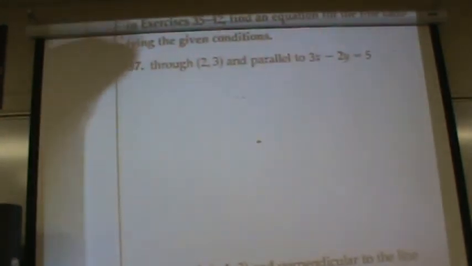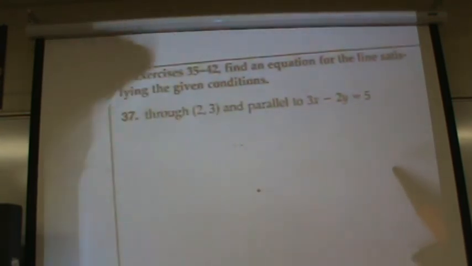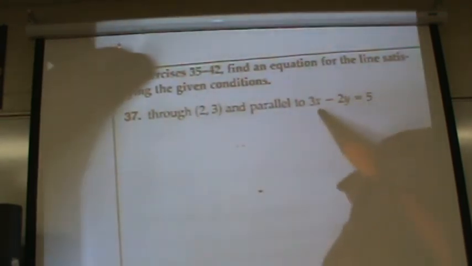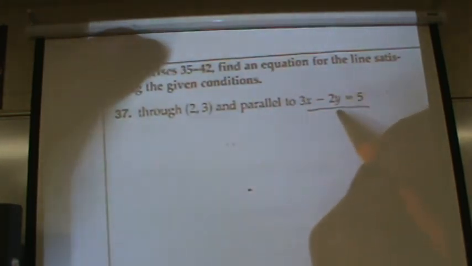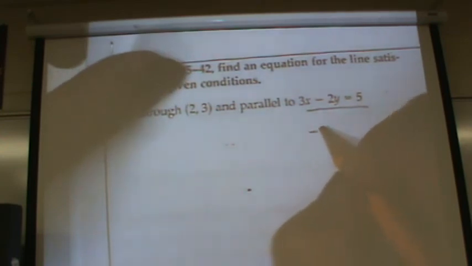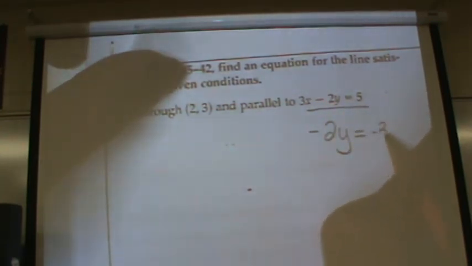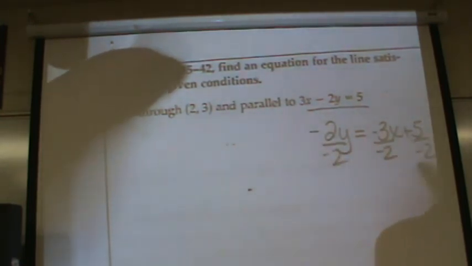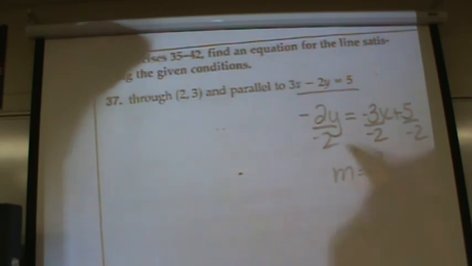Okay, next, 37. I want an equation of a line that's parallel to this but contains this point. So what are you going to do? How do you find the slope of this line? Bring 3x over. So I don't even have to finish this off. I can just tell you the slope is 3/2. So I'm going to use 3/2 with this point.